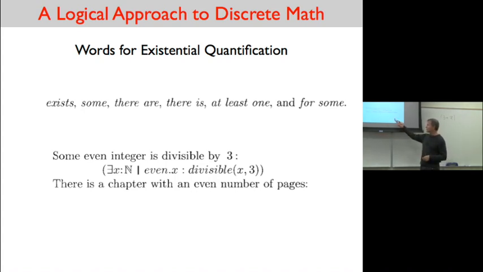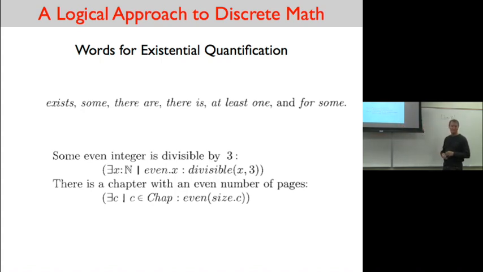Okay, but here, let's finish this out. A chapter with an even number of pages. So there exists a C, where C is an element of chap. Body, even dot size dot C. Yeah, parentheses, size dot C. Do you have to use the parentheses in there? Well, it's when you're doing a function of a function. It's more clear this way, I think. So whether you use the dot notation or the parentheses. All right? Are we good?